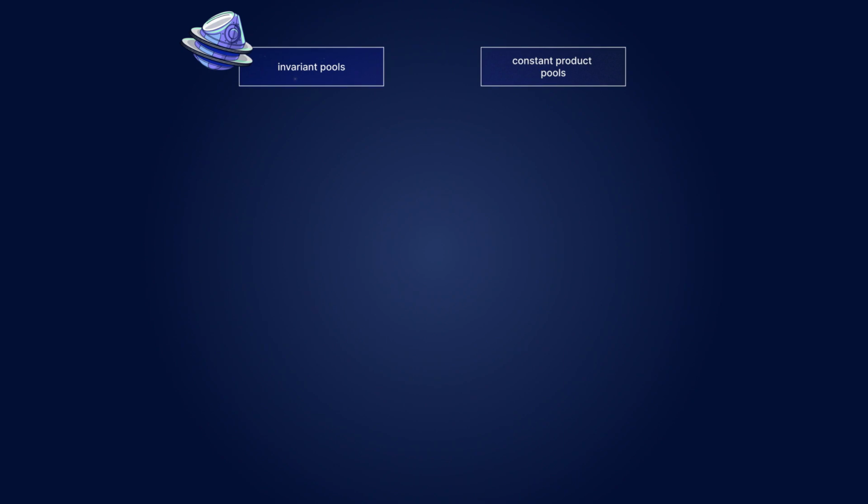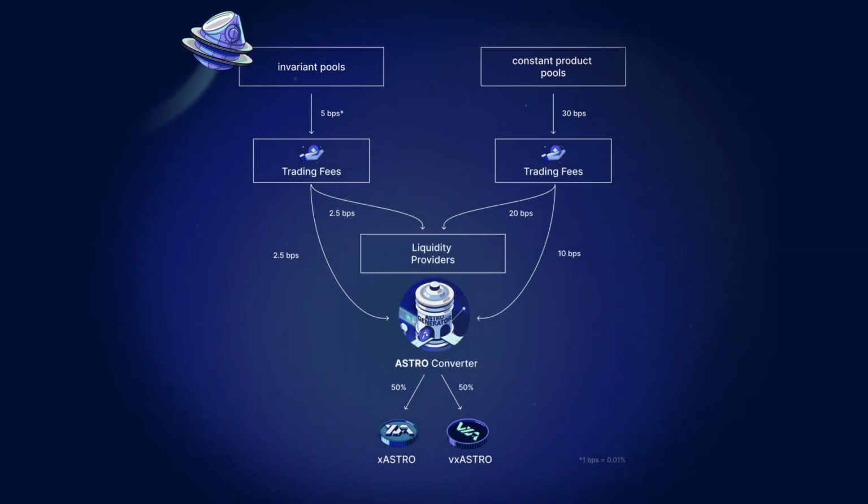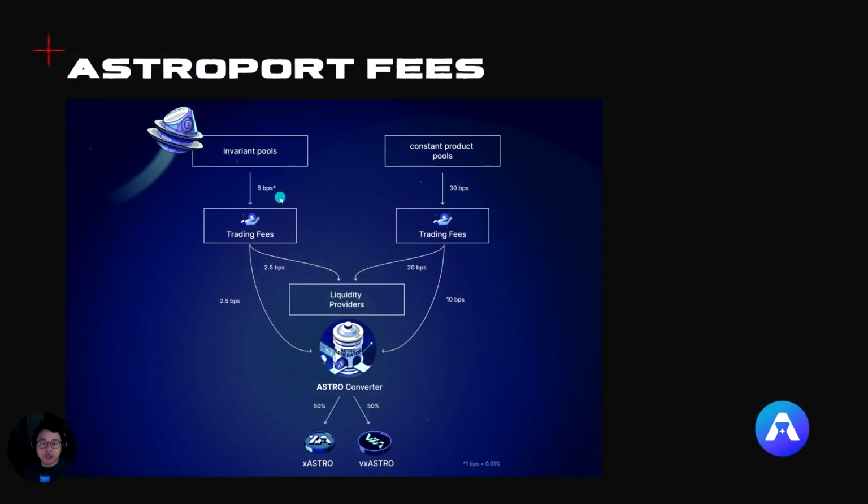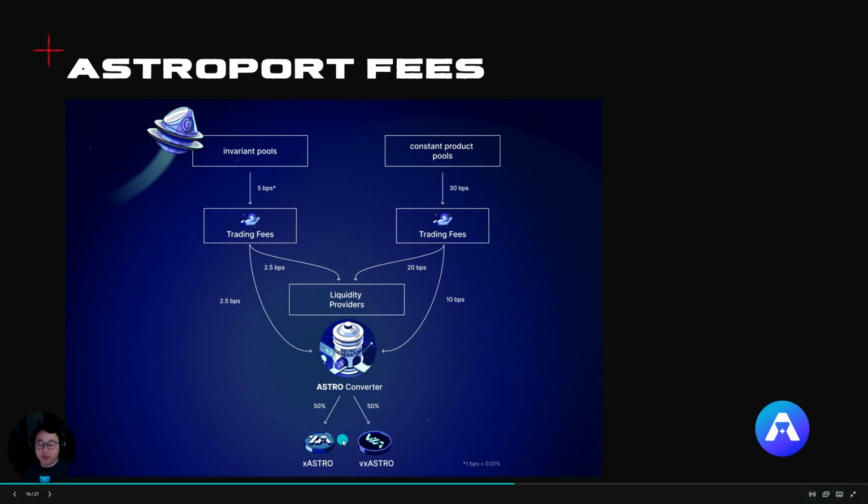So in terms of the fees, for the stable swap pool, also known as the invariant pool, it's about 5 basis points or 0.05%. So this is 25% higher than Curve's, where Curve charges about 4 basis points or 0.04%, but it's generally still very low. And out of these 5 basis points, half of it goes to the liquidity providers, and then the remaining half goes to Astro Converter to buy back Astro tokens to give to the people who stake Astro in the xAstro and vxAstro pool.